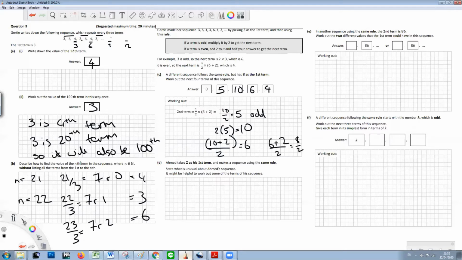And that's that part done. So Ahmed takes 2 as his first term, and he uses the same rule. State what's unusual about Ahmed's sequence.